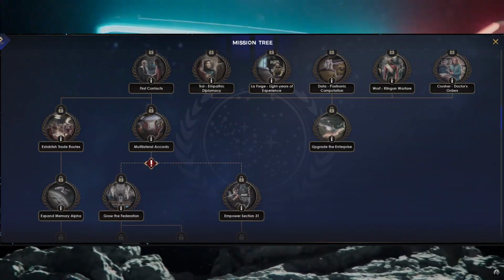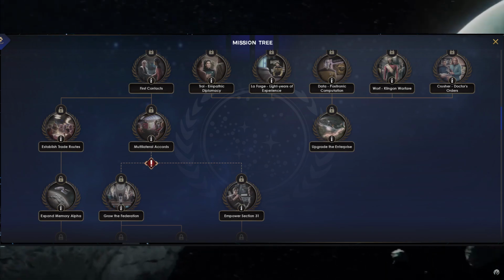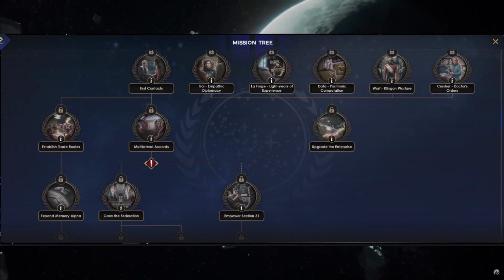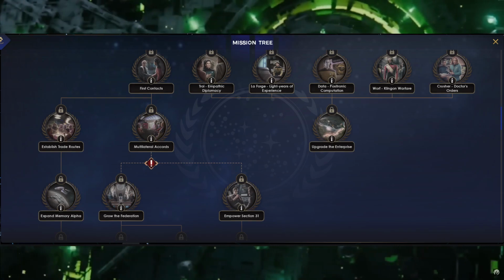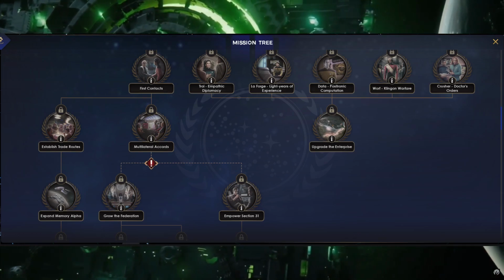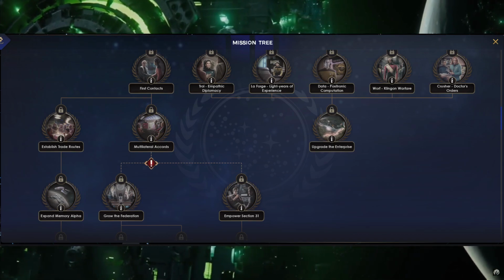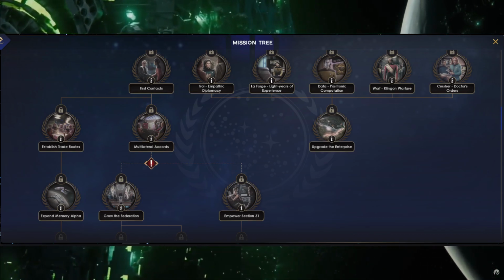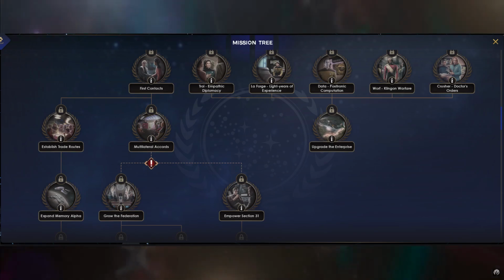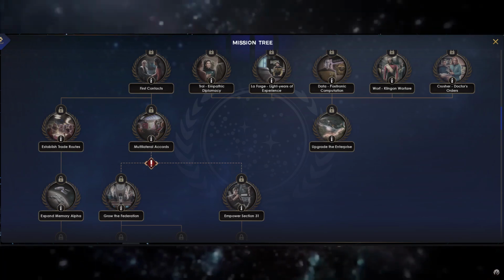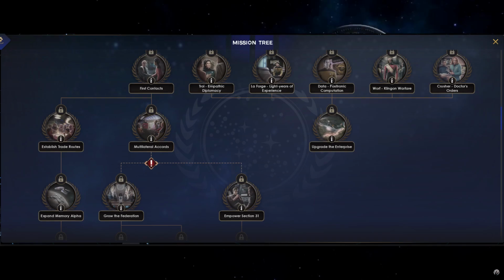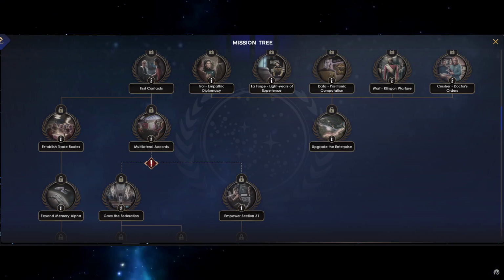And then we've got a picture of the mission tree here. I'll just enlarge that. So I think we saw that top line in the previous dev diaries, but we've got upgrade the Enterprise. You've got Power Section 31, multilateral accords, grow the Federation, expand Memory Alpha, establish trade routes. So there's a few different mission options there. I like that. Upgrade the Enterprise, that's upgrading it to the Sovereign class by the look of it. So we know there's going to be hero ships in this game, so I guess the Galaxy class Enterprise D, and then upgraded to Enterprise E, which would be the Sovereign class there. Must be an option if that's what you take.